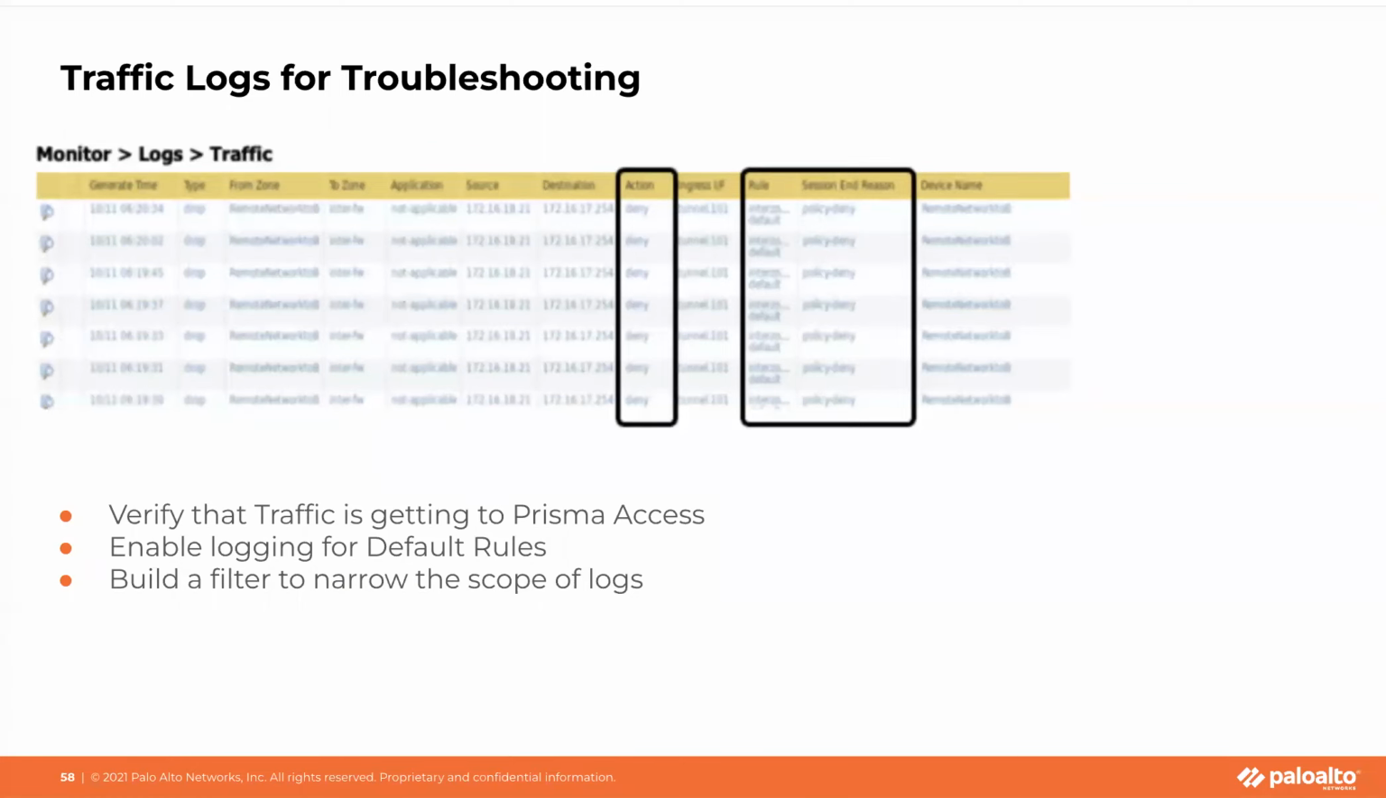Check whether a security policy rule is denying the session. Verify security policy rule logic. Review traffic logs to verify that zones are correct. Verify that security zones are properly mapped to the trust and untrust Prisma Access zones. And you can build a filter to narrow the scope of your logs.